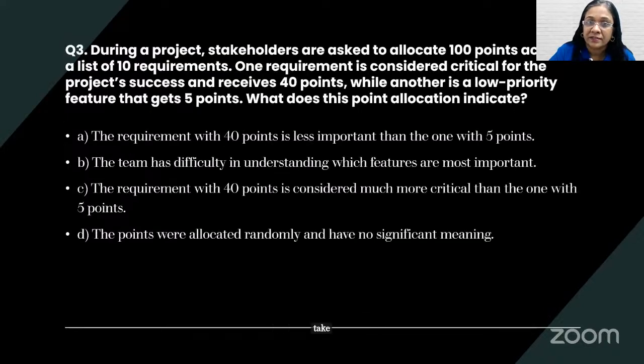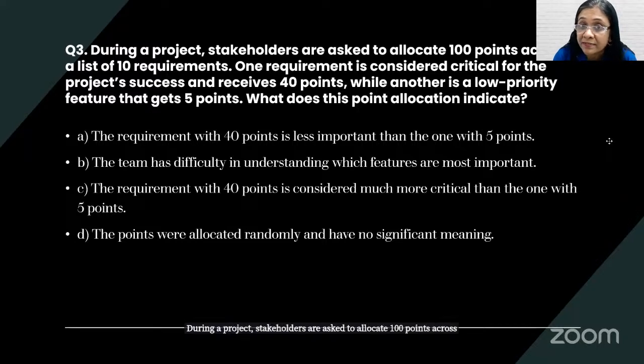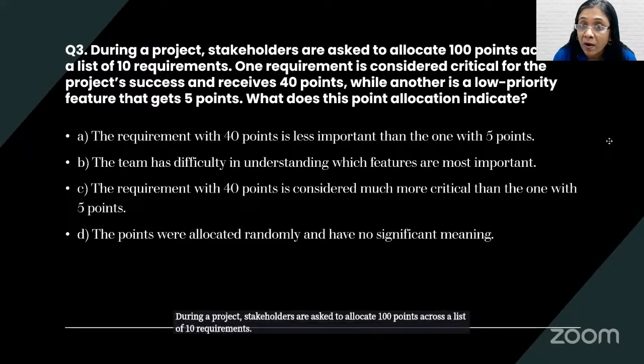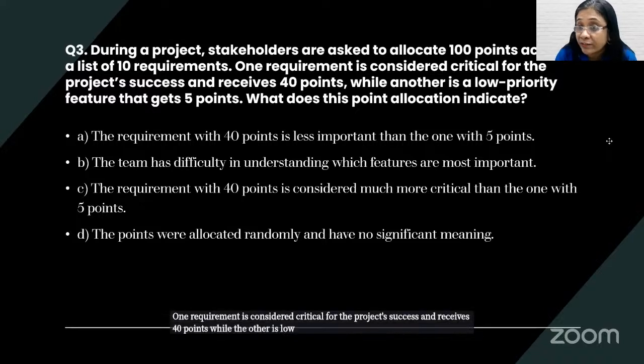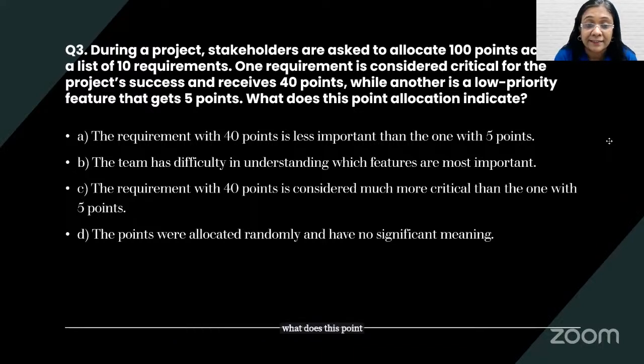Take a look at this question. During a project, stakeholders are asked to allocate 100 points across a list of 10 requirements. One requirement is considered critical for the project success and receives 40 points, while the other is a low priority feature and gets only 5 points. What does this point allocation indicate? Okay. The meaning of this point allocation, you have to find that out.